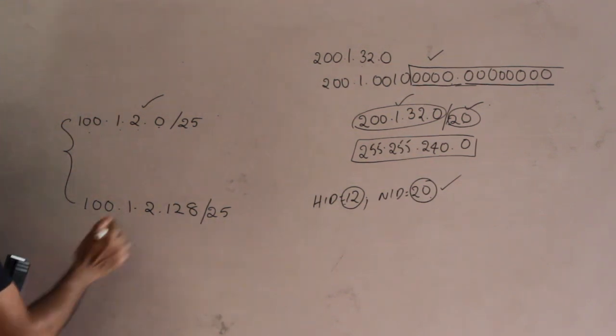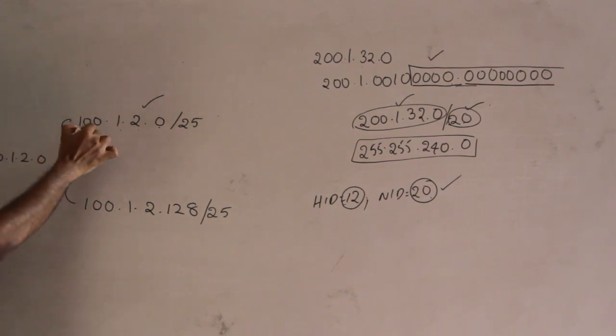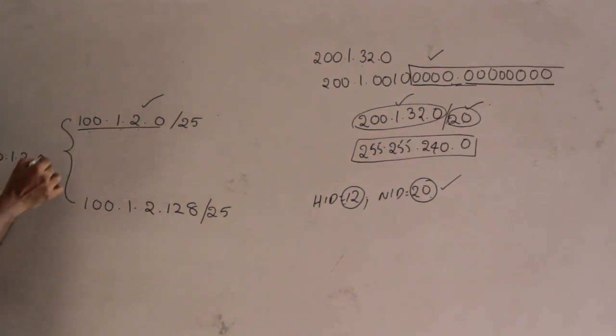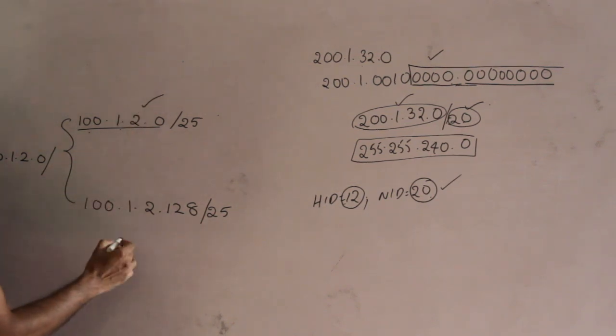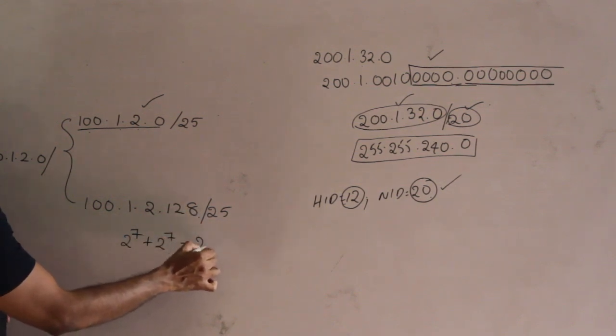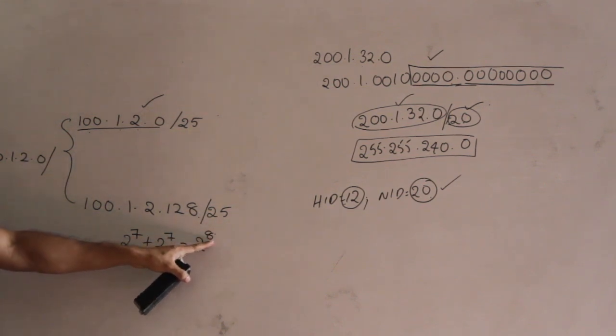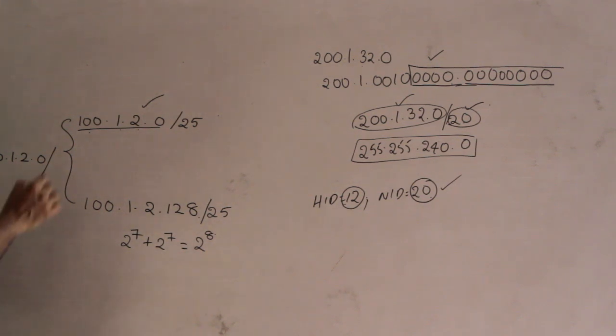If I merge these two networks, what do I get? The network ID of the supernet is nothing but 100.1.2.0. Why? This is the first network ID. And what should be the slash number? What is the supernet mask? That depends on the overall size. What is the overall size? The size of this network is 2 power 7 and the size of this network is 2 power 7. Therefore the size of the total supernet is 2 power 8. Therefore the host ID part is 8 bits. Then what will be the network ID part? 24 bits. So this is the supernet ID for the entire supernet, right?